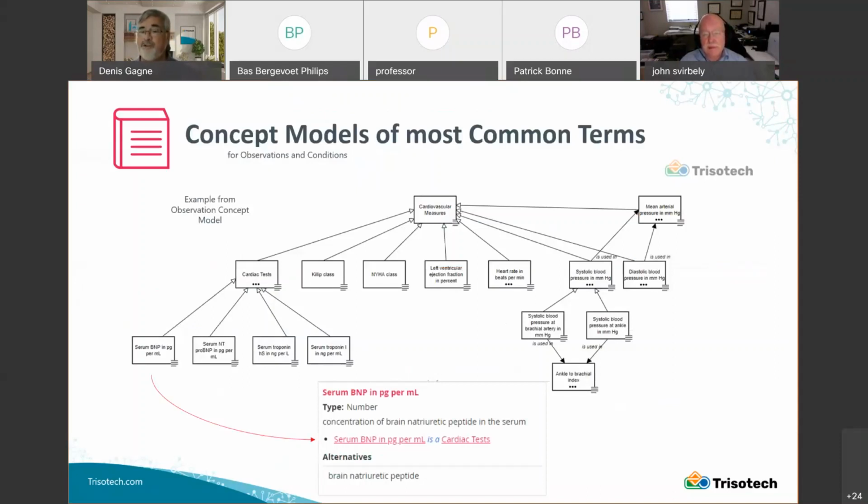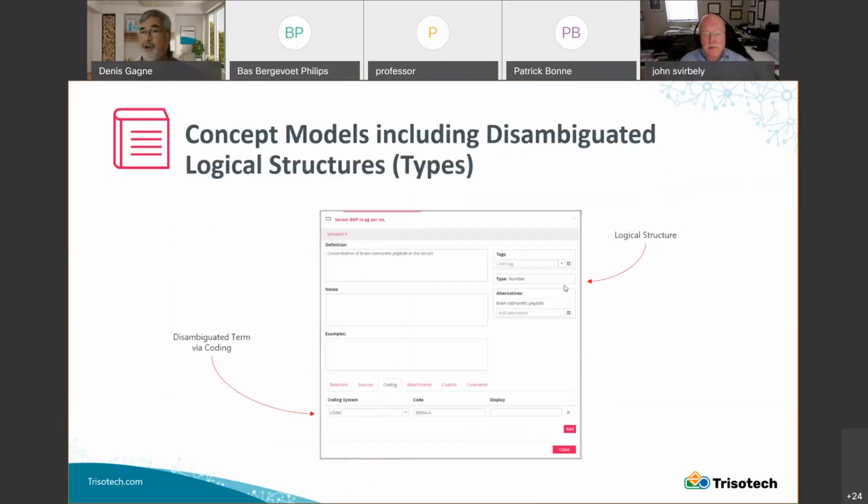So in order to address this, we started looking at how we could build concept models of the most commonly used terms. Concept models work at the level of the concept: the terms, their meaning, and how we can disambiguate them. Here you can see some of the terms for cardiac measures and how they interrelate into the structure and how these can be disambiguated with coding. So we're able to take this concept model and provide a definition, and then provide both a coding for disambiguation and also add the logical structure that is expected for that concept.